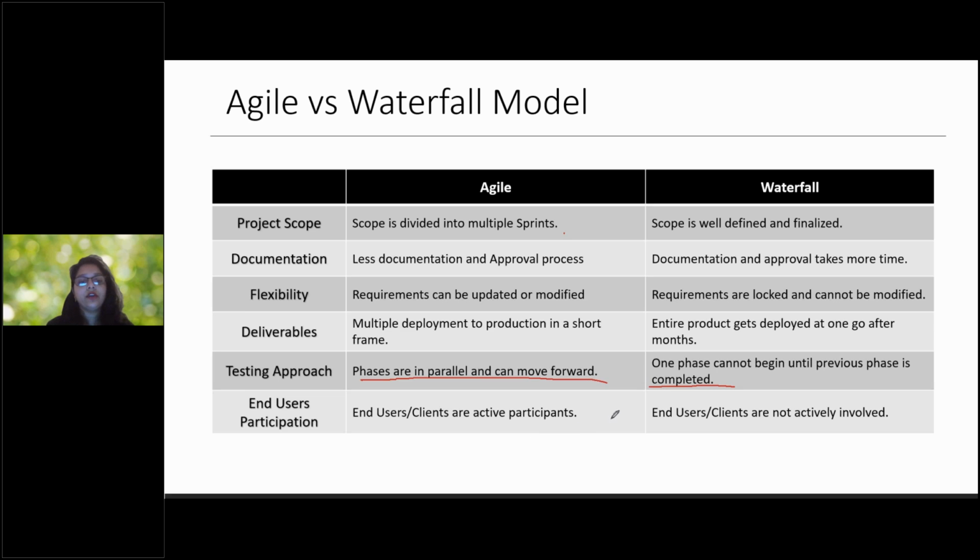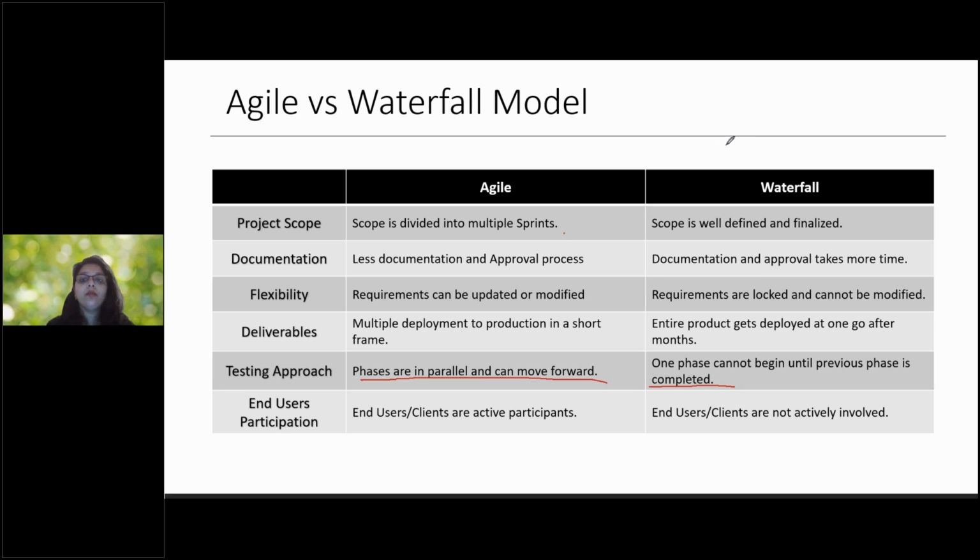And as far as client involvement goes, in Agile, the client will be actively involved. They know what needs to be done. They will always be in touch with the BSA team or sometimes with the Dev and QA team. So they will have active participation. However, in Waterfall, it's not as active as it is in Agile.